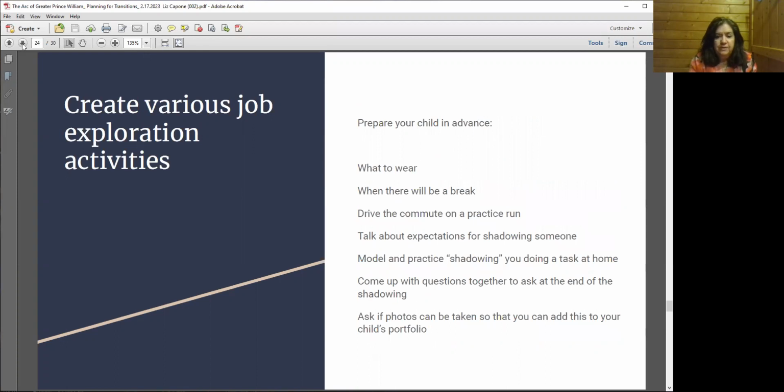These are just different things to practice in advance, and you can look at those later. But think about all the different things that go into, if you've started a new job, what your decision making is. Oh, I don't know what to wear the first day. Will I be on my feet? What will I be doing?